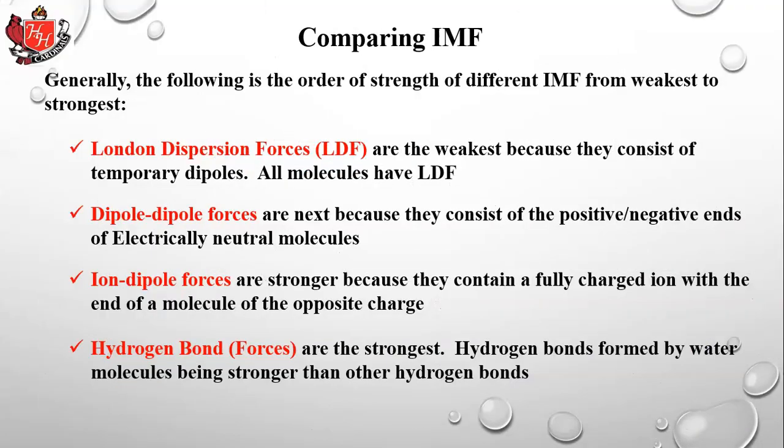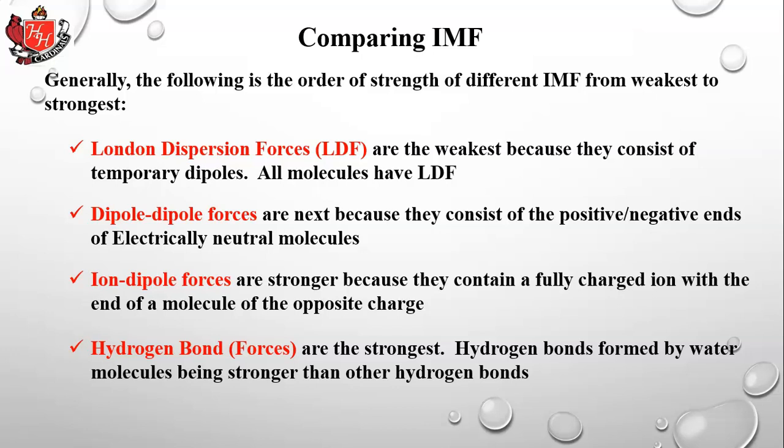So comparing intermolecular forces. Generally, the following is the order of strength of different intermolecular forces from weakest to strongest. London dispersion forces are the weakest because they consist of temporary dipoles, and they really are only important in nonpolar molecules. All molecules have London dispersion forces, but in polar molecules and dipole, and ion dipole, and hydrogen bonding molecules, they tend to be overwhelmed by those other intermolecular forces. It's only really in nonpolar molecules that we talk about London dispersion forces.